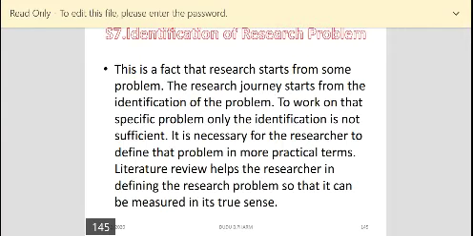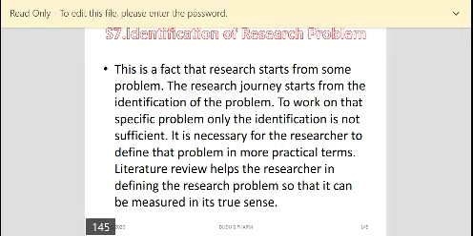you cannot just see a problem, say this is a problem, and then conclude, okay, this is the problem. No, you must have a concrete reason. Why do you think that is a problem? Why do you think that is a problem? So literature review helps the researcher in defining the research problem so that it can be measured in its true sense.